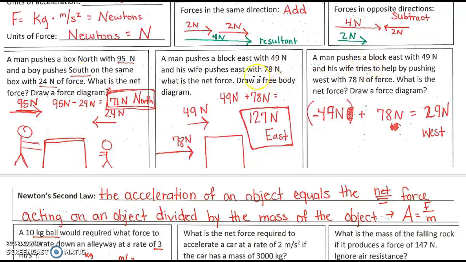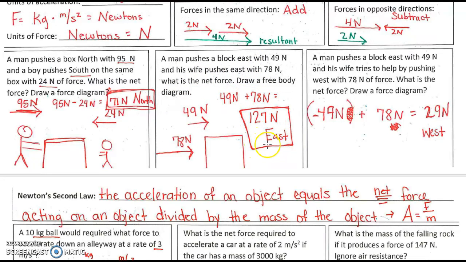A man pushes a block east with 49 newtons and his wife pushes east with 78 newtons. What is the net force? Draw a free body diagram. So we draw the diagram, and both forces are described as applied east, and so they're pushing in the same direction. So they're both positive.